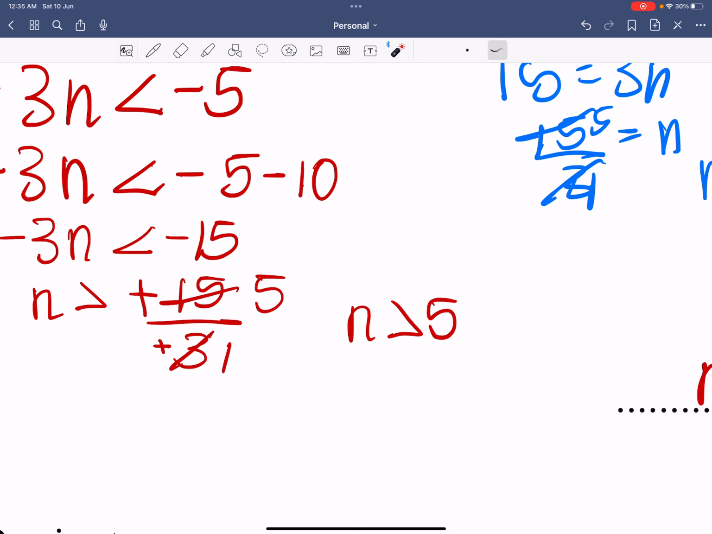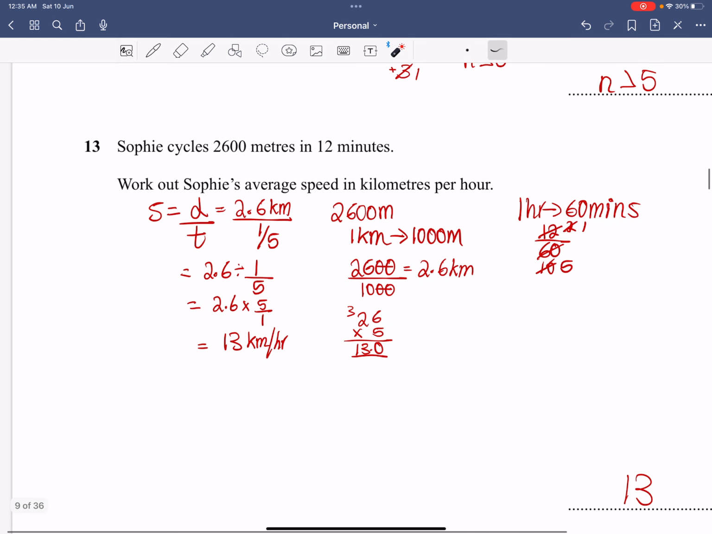If a negative number is divided to the other side, I'll just shift the sign of inequality, right? Now, question 13. Sophie cycles 2600 meters in 12 minutes. Work out Sophie's average speed in kilometers per hour. So we need to change meters to kilometers and minutes to hours.